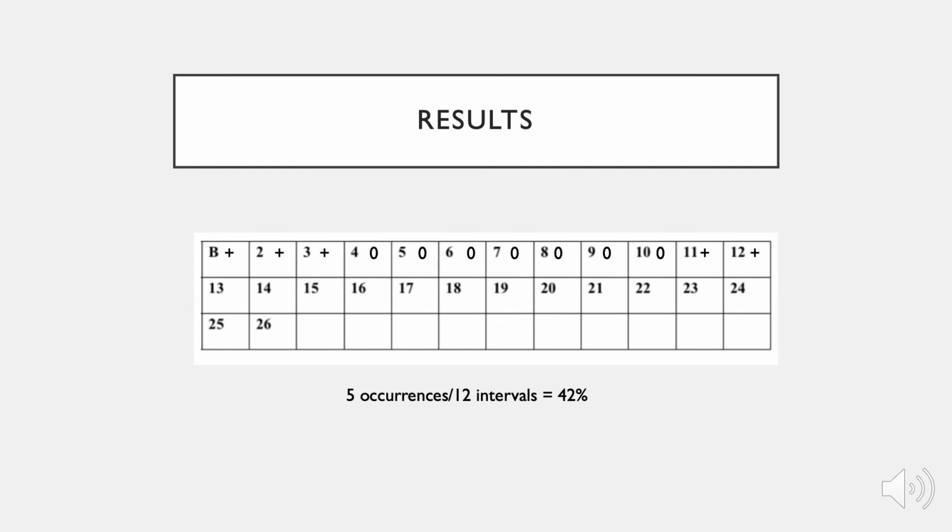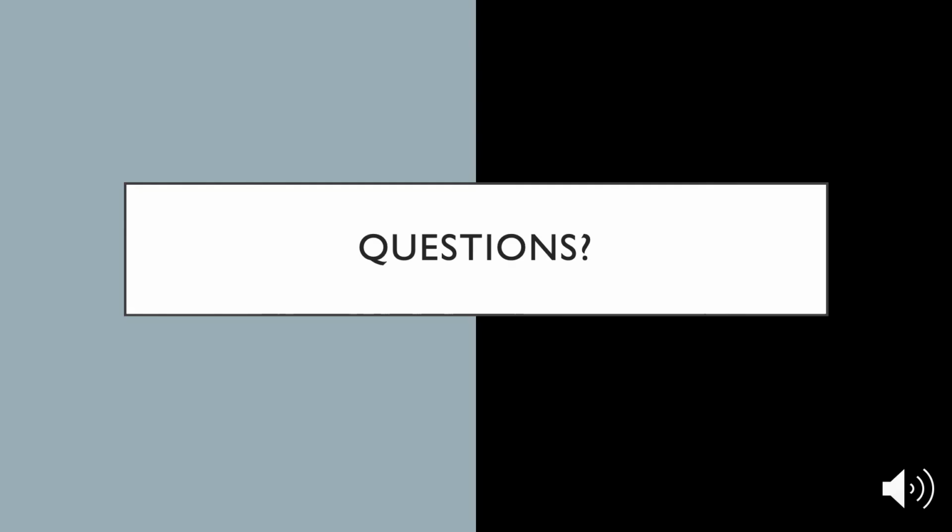So our results have indicated that there were 5 occurrences of attending to the task, or book in this case, out of the 12 intervals, which gave us a total of 42%. It's not great. However, in real life you would implement an intervention to help encourage more attending to the task, and you would want to see this percentage go up. And so you basically want to see more pluses and less zeros. And please let me know if you have any questions.